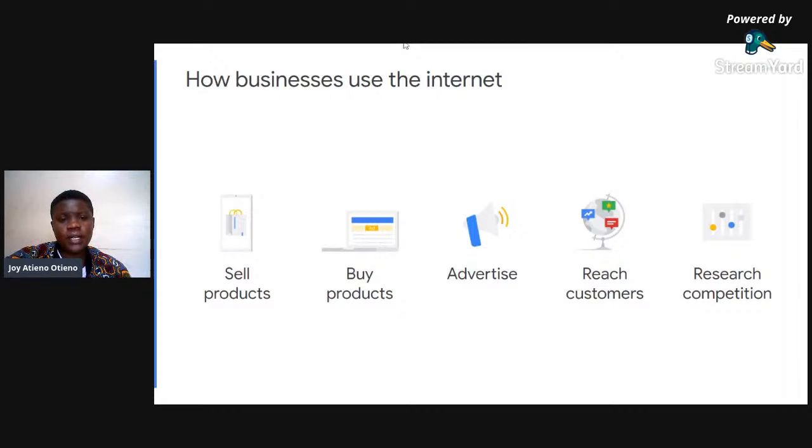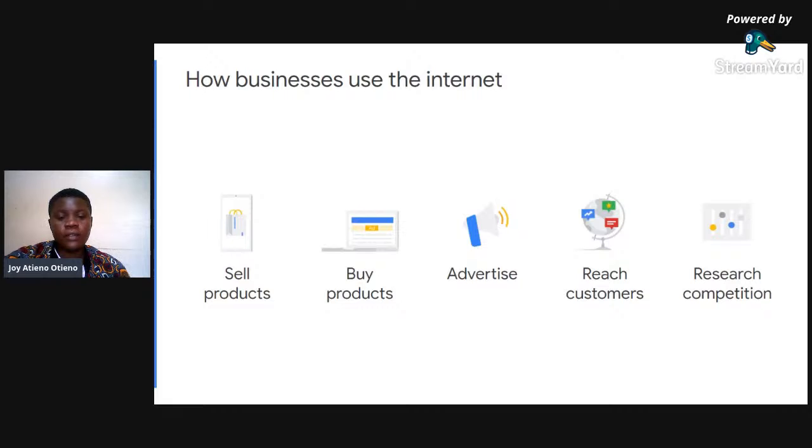So let's look at how businesses use the internet. How is it that businesses can benefit from going online? Number one, it is from selling products, because the definition of business is exchange of goods and services. That's the definition of a business, right? Exchange of goods and services. So by going online, you are able to conduct business through selling your products or selling your services. Number two, you are also able to buy your raw materials, the supplies that you require for your business to thrive.